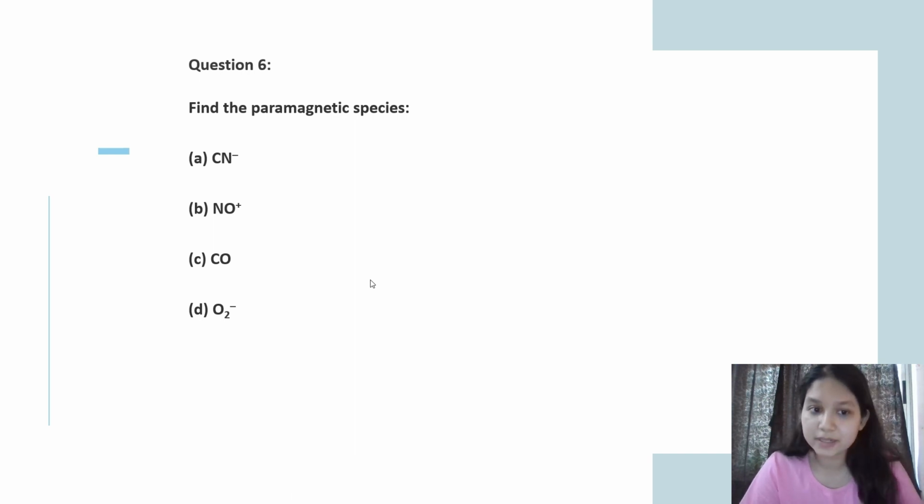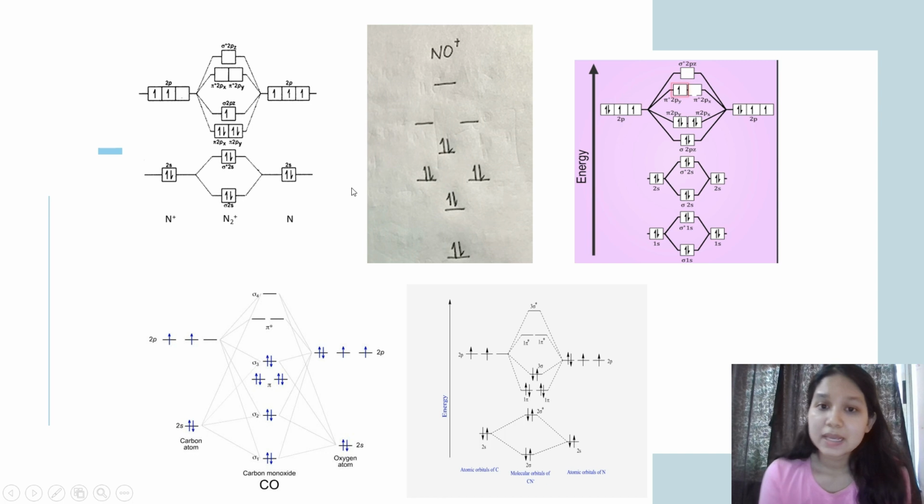Whichever species contain unpaired electrons in their molecular orbital diagrams will be paramagnetic. And if the species contain only paired electrons in the molecular orbital diagrams, they will be called diamagnetic. So for that we will need the molecular orbital diagrams. Like here you can see, this is the molecular orbital diagram of N2 plus.